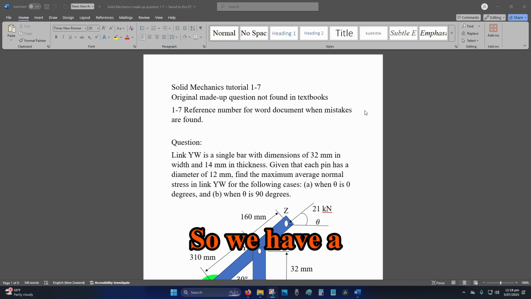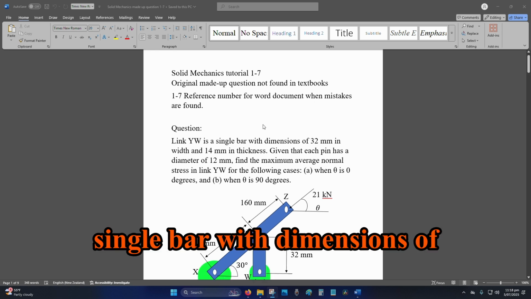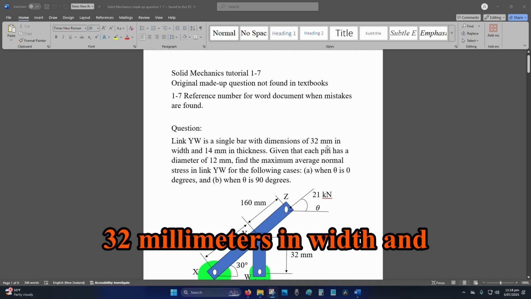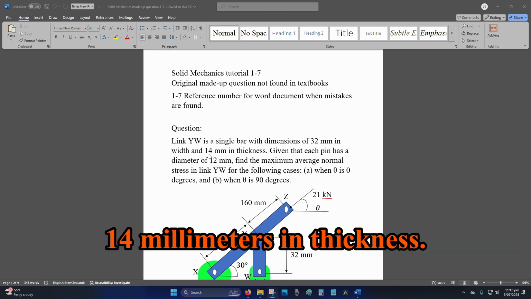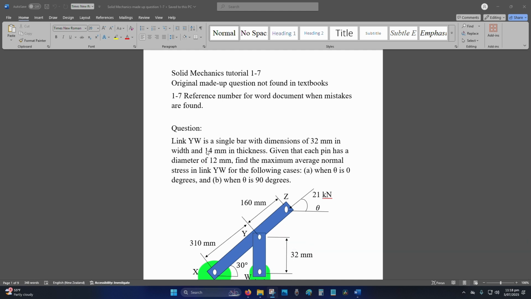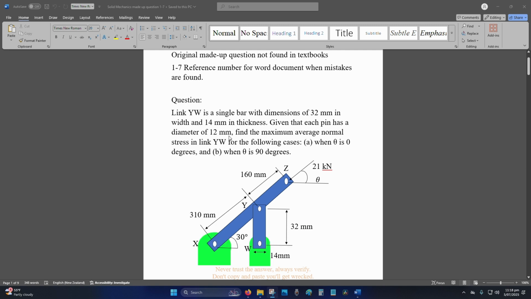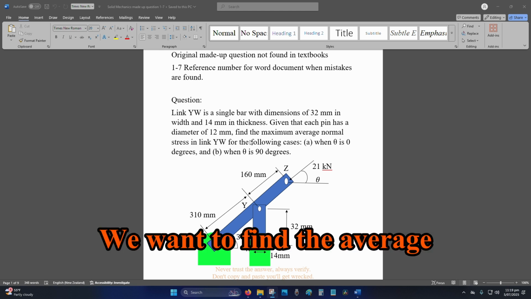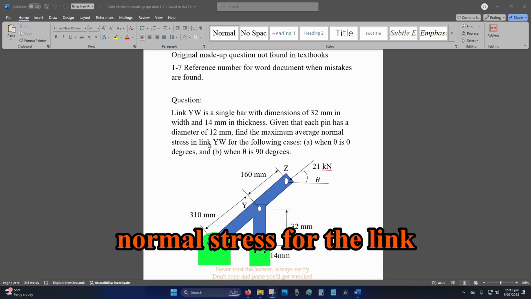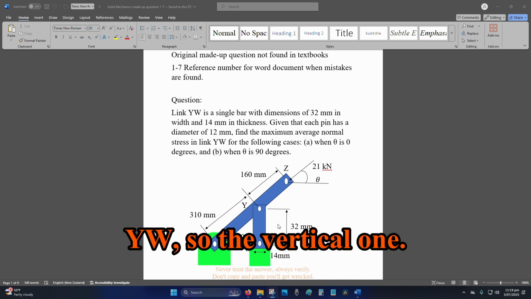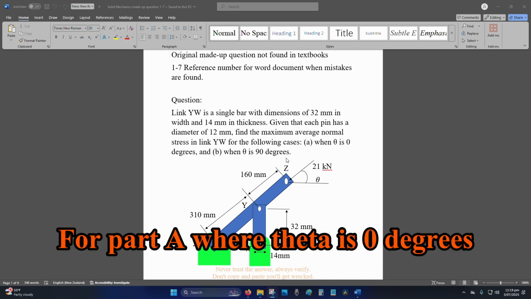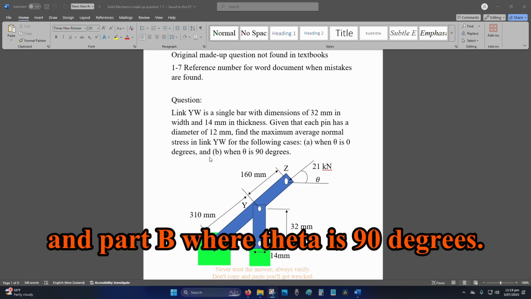So we have a single bar with dimensions of 32 millimeters in width and 14 millimeters in thickness. We have a diameter of 12 millimeters for the pins. We want to find the average normal stress for the link YW, so the vertical one, for part A, where theta is 0 degrees, and part B, where theta is 90 degrees.